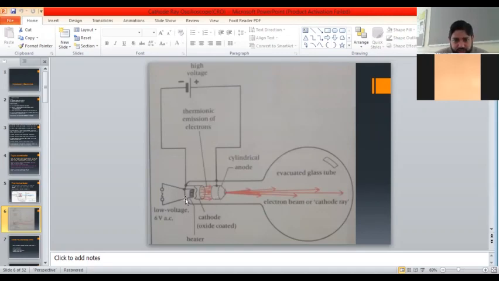So we have two circuits here. One is this smaller circuit, which has a heater in it and provides thermal energy, and the other is this circuit with two electrodes, cathode and anode. What does the smaller circuit do? Sir, the heater is a filament? Yes, the heater consists of a filament. So it's providing thermal energy to the cathode of the second circuit.